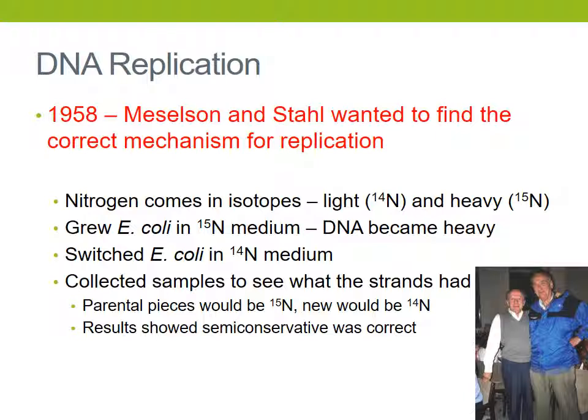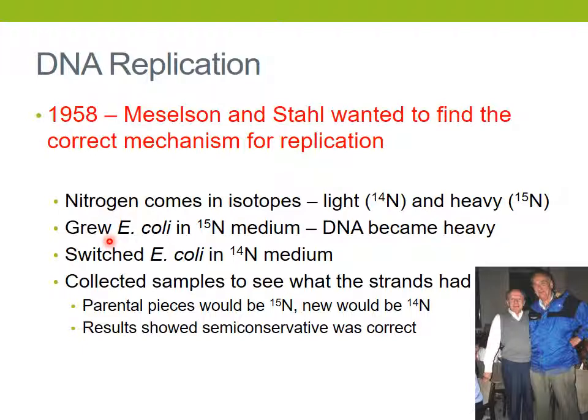And so in 1958, Watson and Crick published their work in 1953, so this is a few years later. In 1958, Meselson and Stahl, who are shown in the picture, wanted to find the correct mechanism for replication of DNA. And they also used bacteria. Again, bacteria is a real friend to the scientist. Besides making us sick in many ways, we can use them to study a lot of different things. So they used E. coli. You've heard of E. coli.